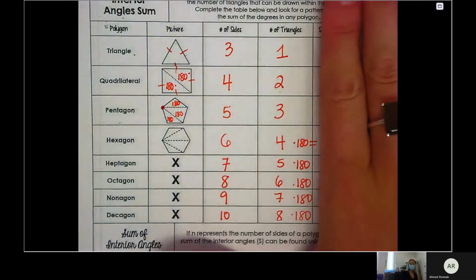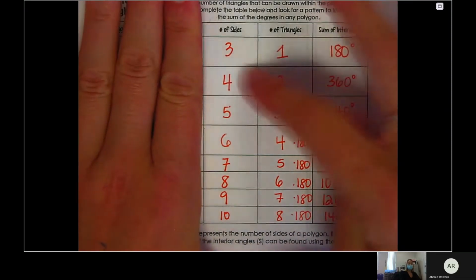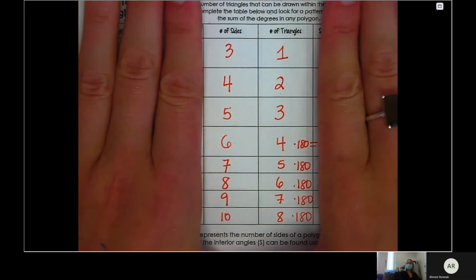Let's ignore this part right now. Let's just look at the number of sides and the number of triangles. What about the relationship between the two? What do you notice?